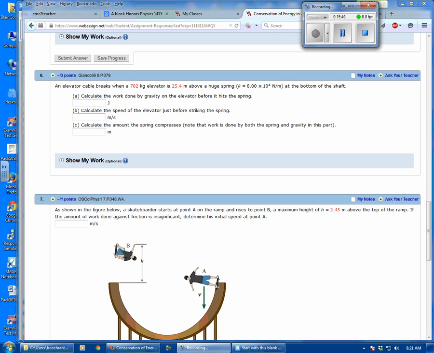So they want to know the work done by gravity on the elevator before it hits the spring, the speed of the elevator just before striking the spring, and the amount the spring compresses. Note that work is done by the spring and gravity for this part.